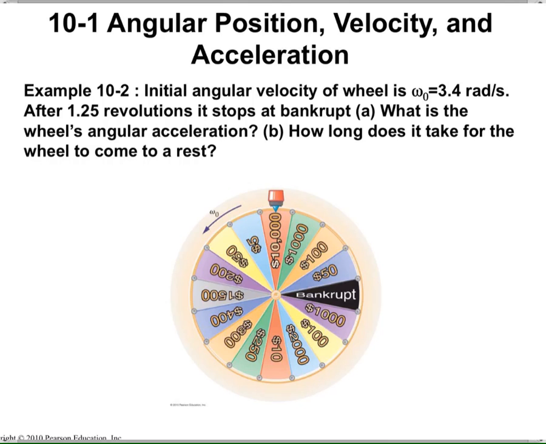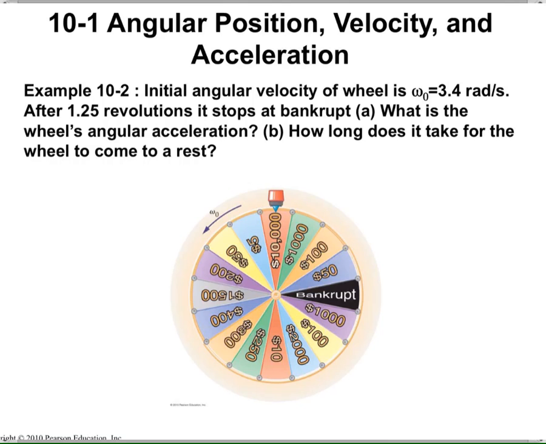So an example, the initial angular velocity of this wheel is given. If you have watched this show on TV, people are given an initial velocity, but after a while it stops, right? Because it has a negative angular acceleration. So it stops after 1.25 revolutions. And the question is, what is the angular acceleration?